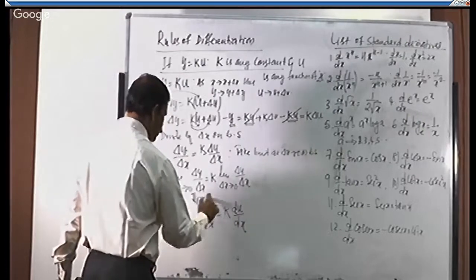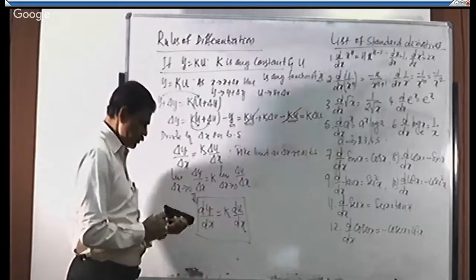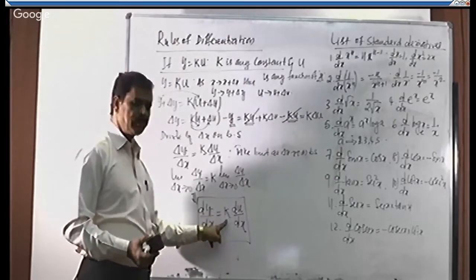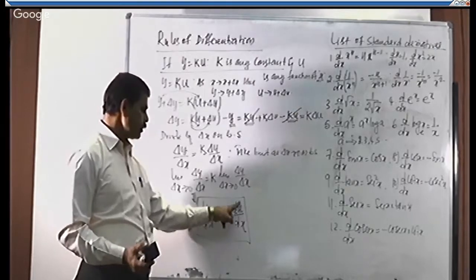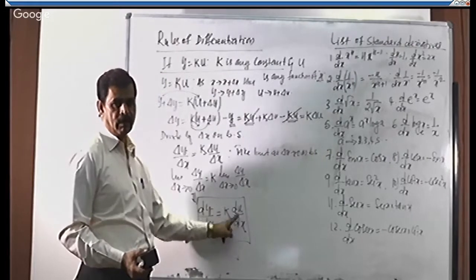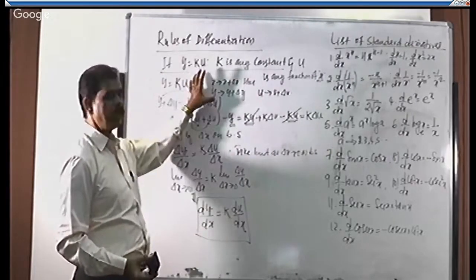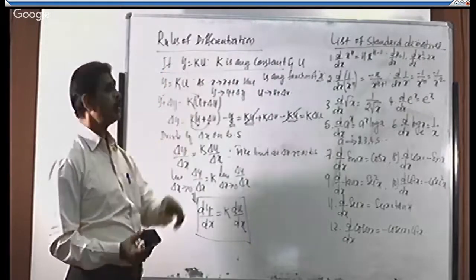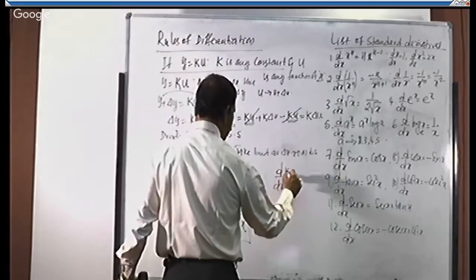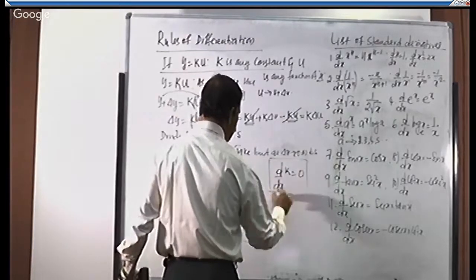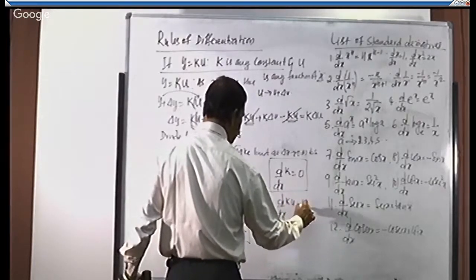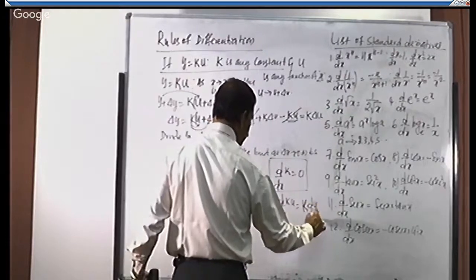It means differentiation of a constant into a function is always equal to the constant kept as it is, and only the variable or only the function is to be differentiated. Got it? Differentiation of only a constant is 0. d by dx of k is equal to 0. And differentiation of k into u is equal to k into du by dx.